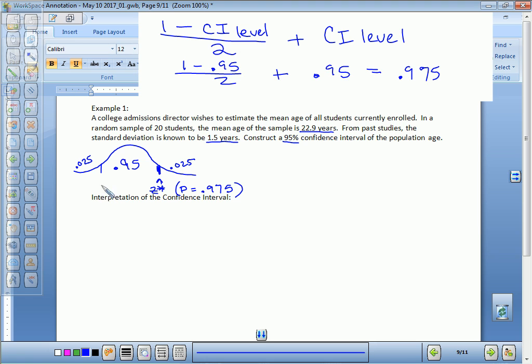Now some of us are visual, and it might help us to draw the curve. So whichever way you are. So we're looking for the z-score associated with a probability of 0.975. Okay, you can use your calculator and do inverse norm, or you can use a table. And let's round that to 2 decimal places. You still need a calculator. Got it.